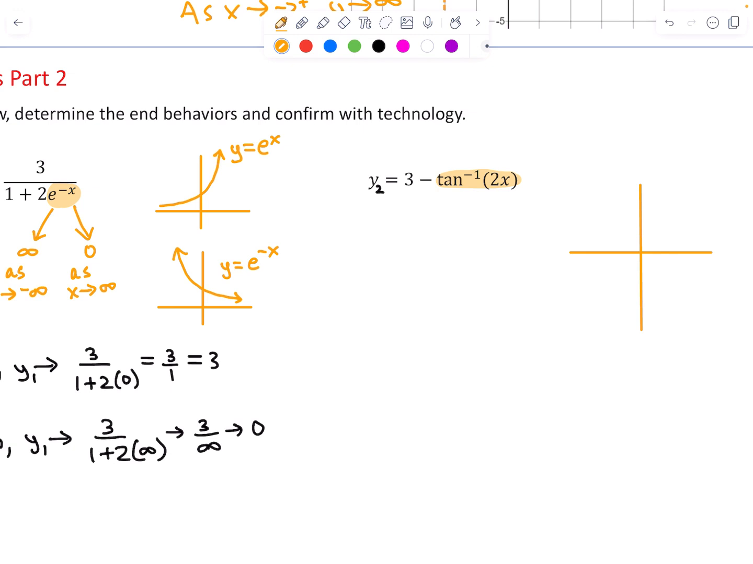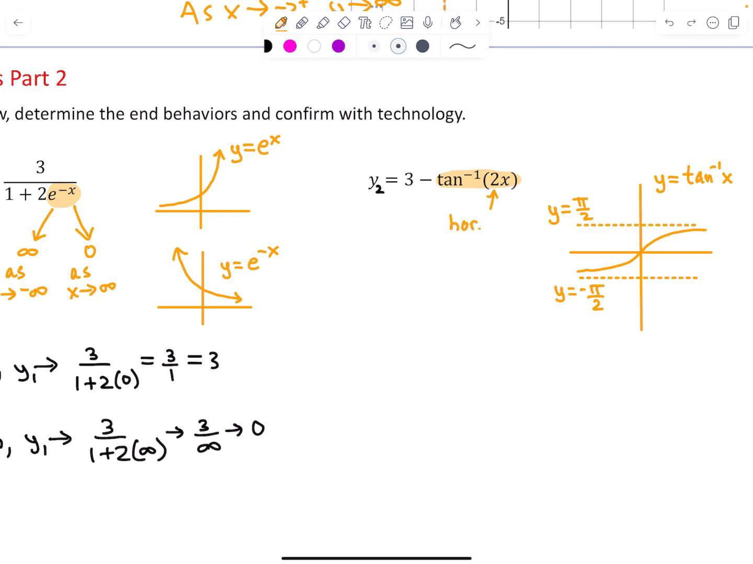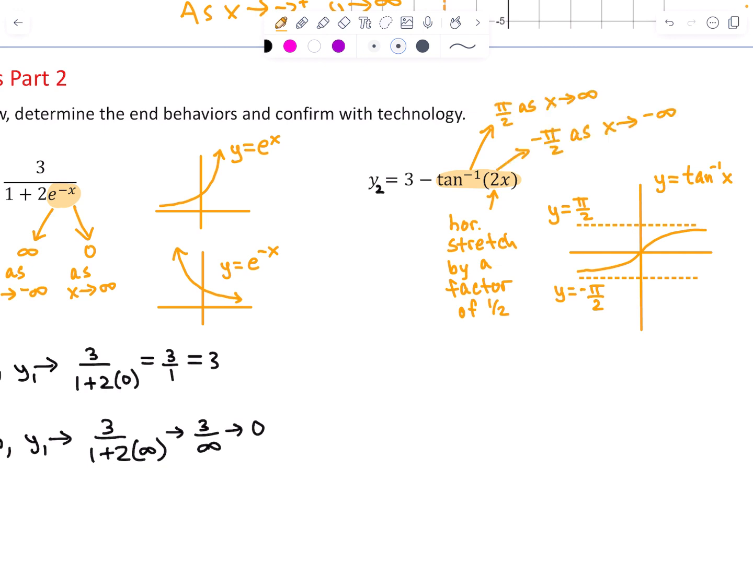From previous lessons, we learned that the arctangent graph also has 2 different horizontal asymptotes. The lower one is at y equals negative pi halves, and the upper one is at y equals positive pi halves. Now this 2 will produce a horizontal stretch by a factor of 1/2, which will compress the graph horizontally, but it will not change the heights of the asymptotes. So this tells me that this will approach pi halves still as x gets large, but this will approach negative pi halves as x approaches negative infinity.